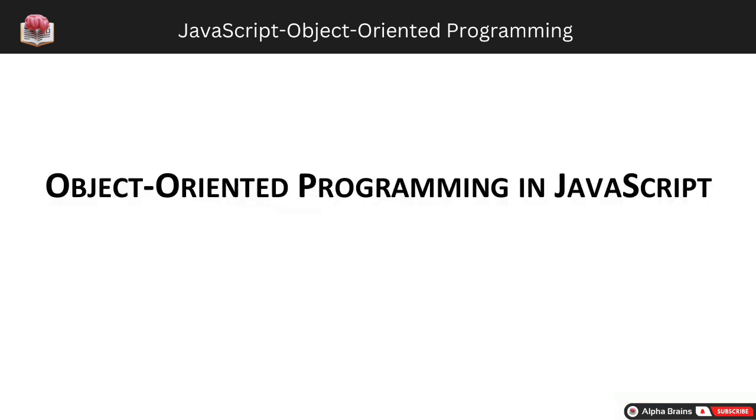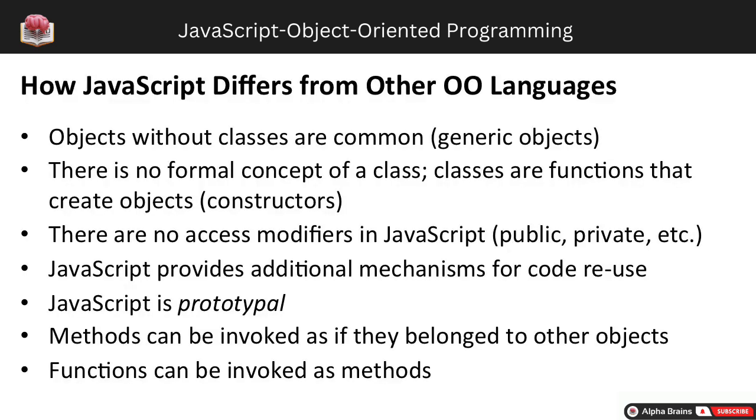If you're coming from a classically object-oriented language like Java or C++, JavaScript might be a little disorienting, as it takes a different approach to object-oriented programming. Let's look at some of the ways JavaScript is different from other object-oriented languages. In JavaScript, objects without classes are very common, generic objects. In most other object-oriented languages, you have to have a class before you can have a concrete object. Partially this is because there's no formal concept of a class in JavaScript. Classes are modeled by functions that create objects, which are essentially object constructors, as they are known in other languages.